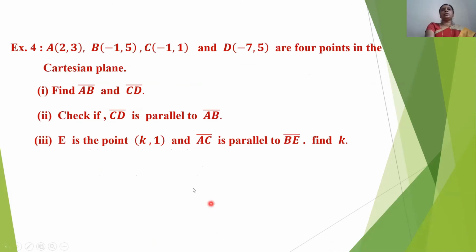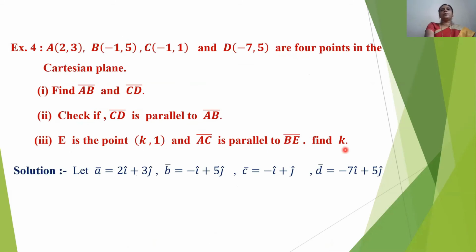Here A is (2, 3), B is (-1, 5), C is (-1, 1), and D is (-7, 5), are 4 points in the Cartesian plane. Then find AB bar and CD bar. Check if AB bar and CD bar are parallel to each other. Then third, E is a point having coordinates (k, 1) and AE is parallel to CD. Then we have to find k.